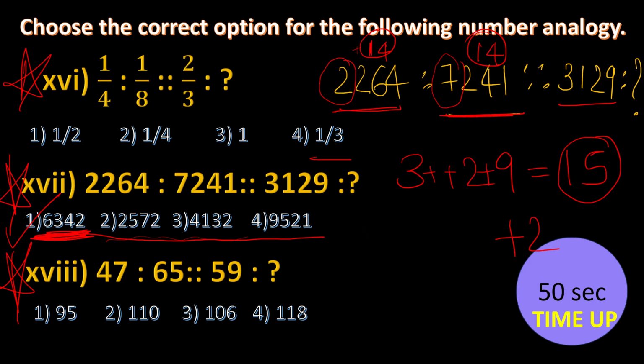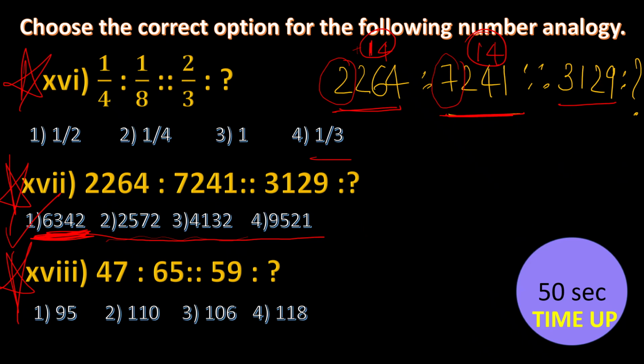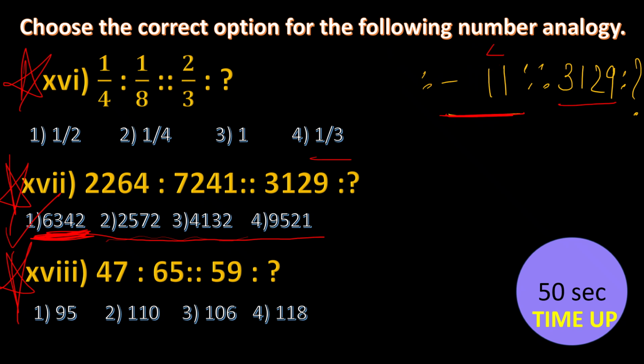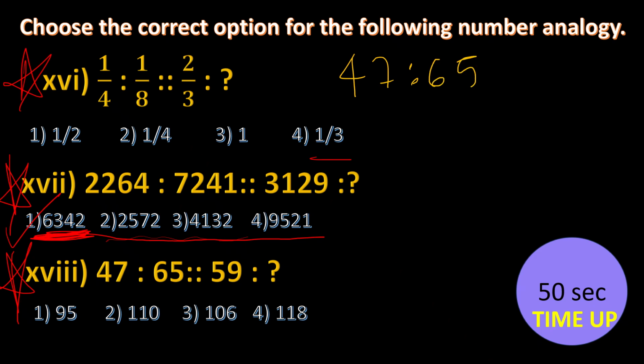47 is to 65 is there. Then 59 is to what? This is the question. 47 is to 65. 59 is to what? So what is the logic here, do you think? Here also same logic is used. Okay, so here the bigger number was there. Here the smaller number is there. But same logic is used.